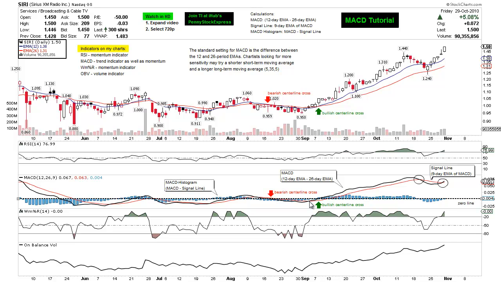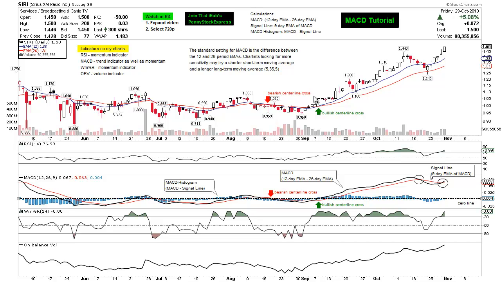So below the zero line is good, because the stock isn't necessarily really toppy at that point in time, we can see. And then a couple of days later, we get a center line cross. So these are two indicators that would have been signaling a buy in the stock. Now, how are those signals derived?